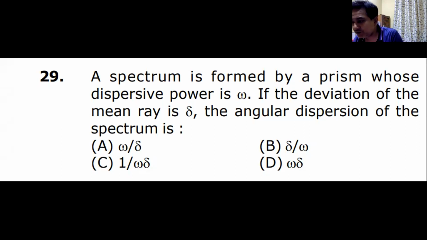A spectrum is formed by a prism whose dispersive power is omega. The deviation of the mean ray is delta. What is the angular dispersion? Can you tell me what is the angular dispersion?